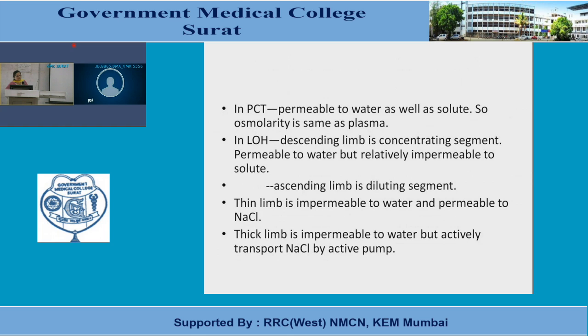Now in the loop of Henle descending part, the concentrating segment, it is permeable to water, so the concentration increases. At the tip, it becomes 1200. Then the ascending limb is the diluting segment. This limb is impermeable to water and permeable to NaCl. The thick segment is impermeable to water, so NaCl is transported by the active pump mechanism.